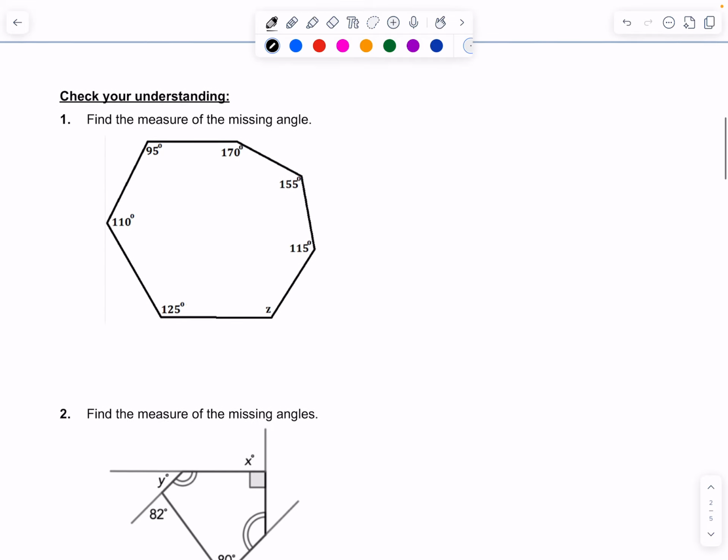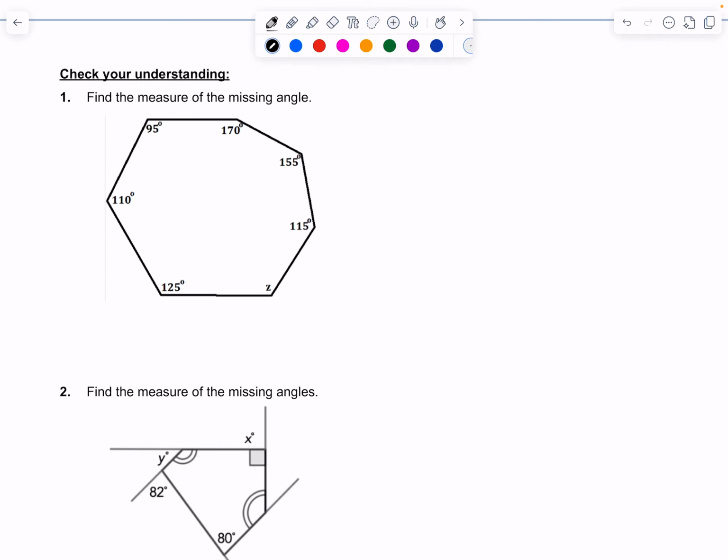All right, so let's start with the first one. It says find the measure of the missing angle. So for this one, when I look at it, we see I have 1, 2, 3, 4, 5, 6, 7 different angles. And I'm going to use that understanding of the fact that if I have however many sides, minus 2 times 180 degrees, that will give me the sum of my interior angles.